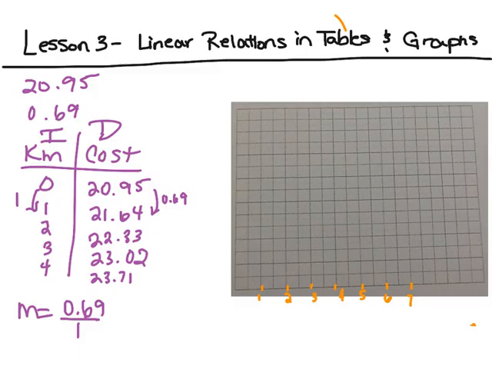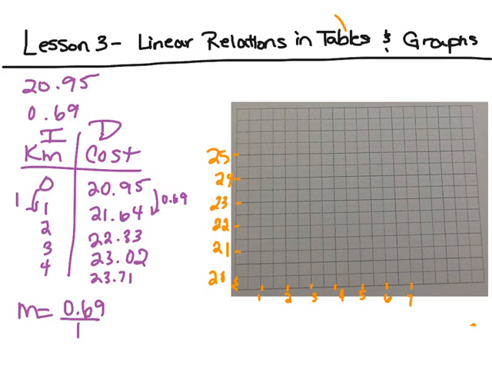And because we don't have a lot of room on the graph, when we go up and down, we're going to do a little squiggly line here. We're going to start with 20. And we're going to go up by 0.5s. So 20.5, 21, 21.5, 22, 22.5, 23, 24, 25. And now we're going to graph.